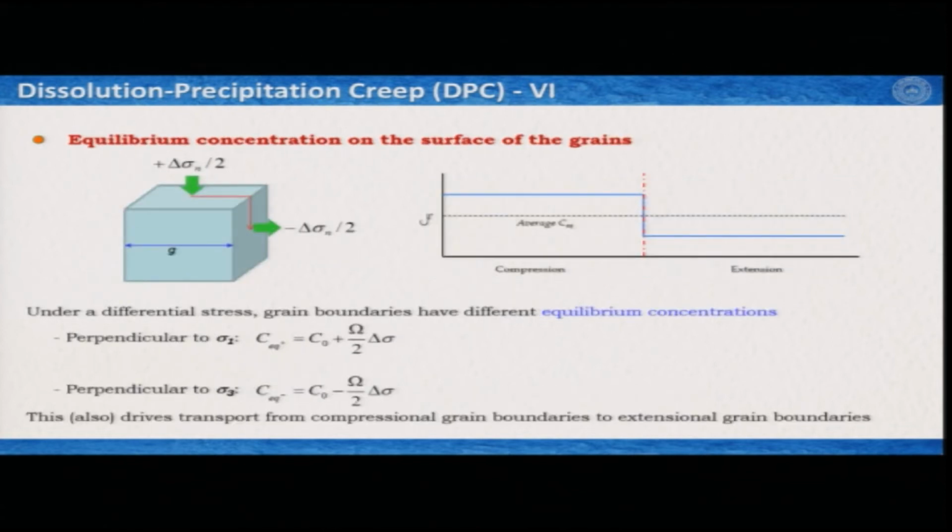And if we try to look at in terms of equilibrium concentration, and we can think of in a very similar way, that we have this side applying some stress and this side we have the tensile domain. So, this is compressive domain, this is tensile domain. So, perpendicular to this one we have a very similar equation we have derived. So, here it is plus and here it is minus. So, here it will be less, and therefore, again we would have higher equilibrium concentration at the compression surface and lower equilibrium concentration at the extensional surface, and this would also drive your transport from compressional grain boundaries to extensional grain boundaries. That means, materials would move from this side to this side.